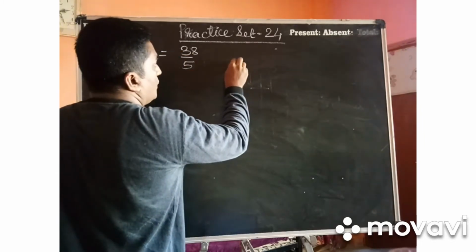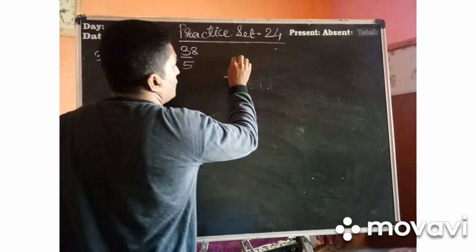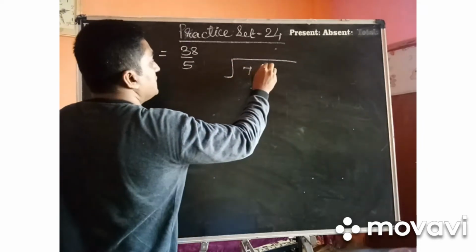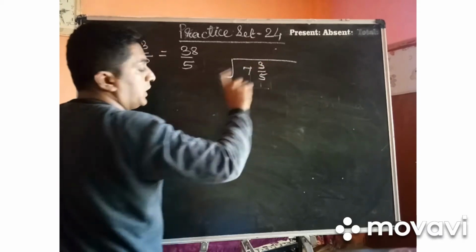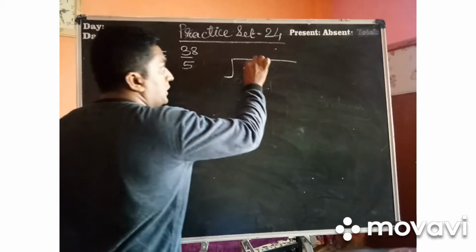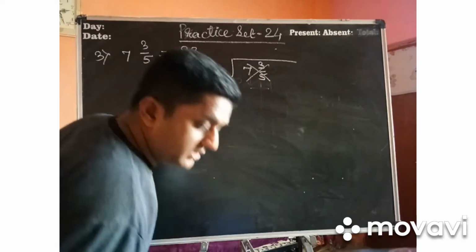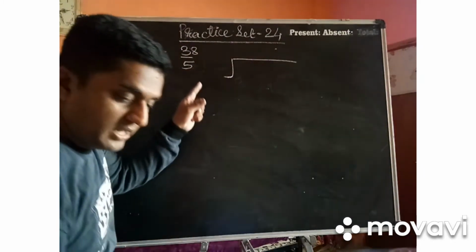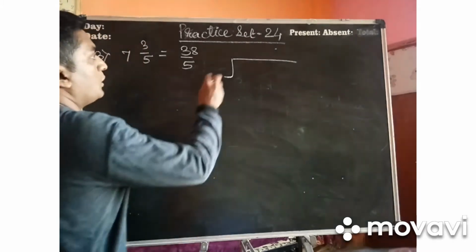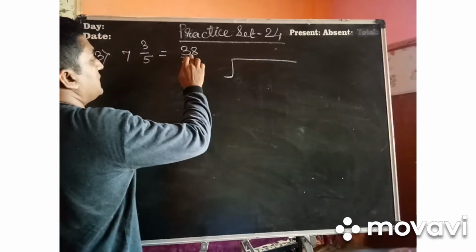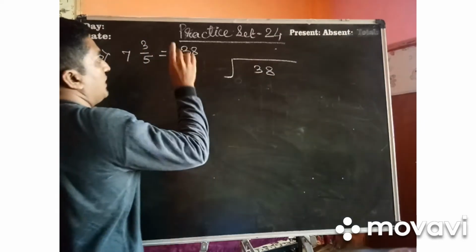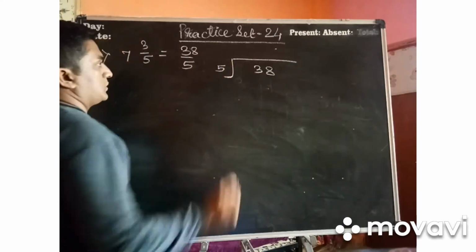Again, I am going to start with the sum here. Please don't write this number here, meaning don't write this 7, 3 and 5. You cannot solve it, so don't write it this way. You have to convert it in the form of a rational number. Now see, 38 will come here, 5 will come out. Ready everybody?